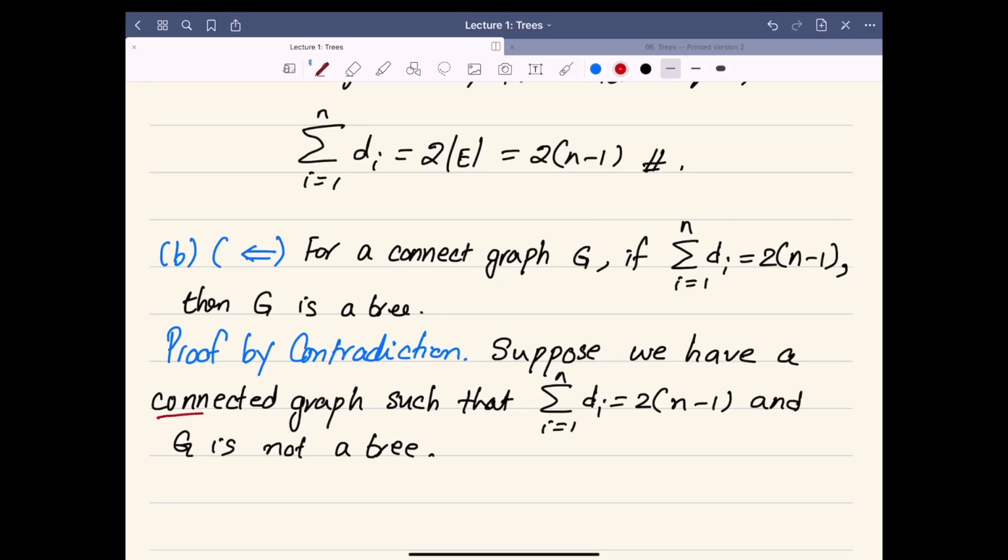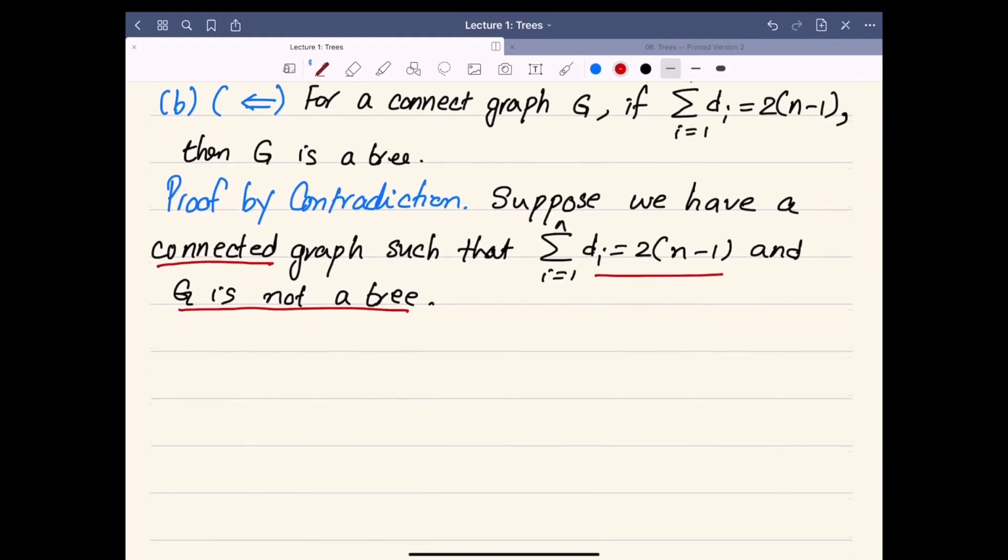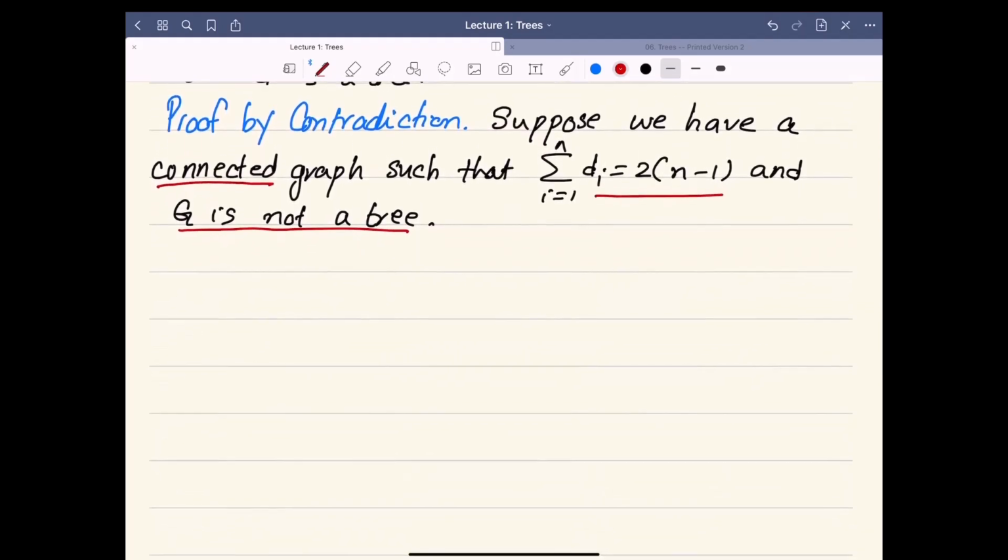So let us put underline over the given information. The given information that it is connected, and also it is given that the sum of the degree is equal to 2 times n minus 1, and it says that G is not a tree. So we have 3 given information. We would like to use them to find something logically is incorrect. And this is the idea behind a proof by contradiction.